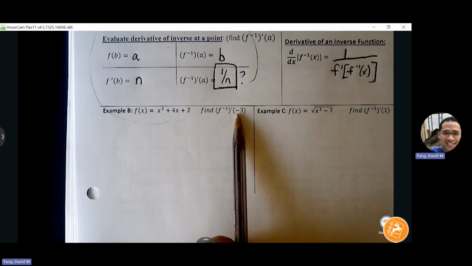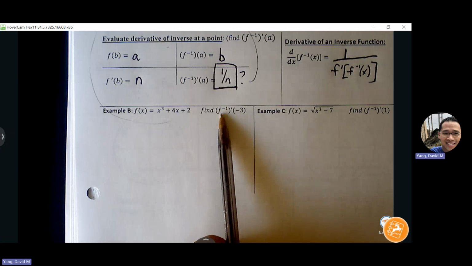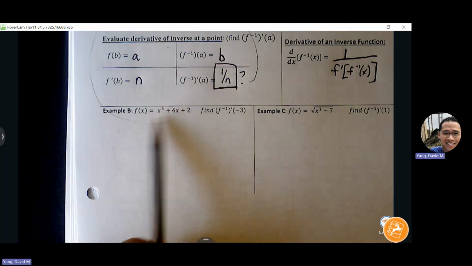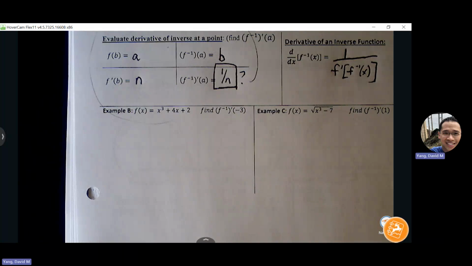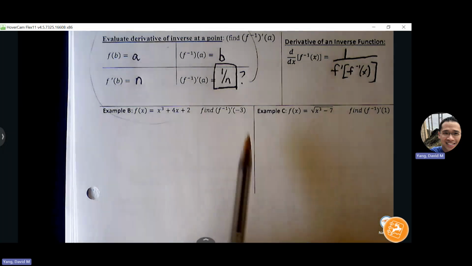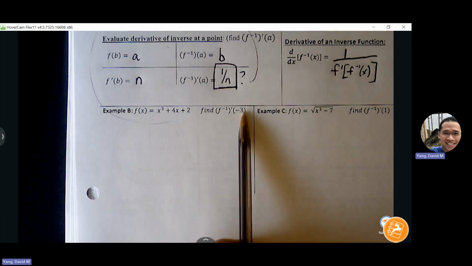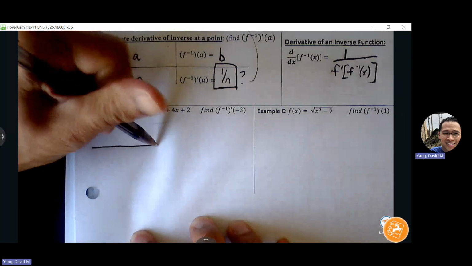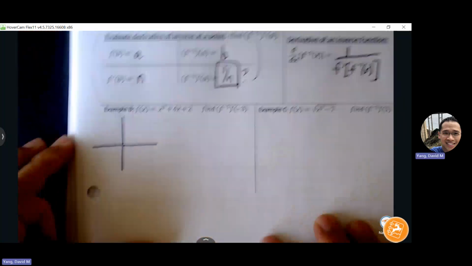So I want to first make sure we understand this. -3 is the x value of my inverse, right? Which means that -3 is the what of my function? The y value. That's the most important thing here. If you can just keep that clear in your head, then that will save a lot of issues. Just understand that whatever x value they give you of the inverse is really the y value of the original. Okay, so I like to establish my bearings here.